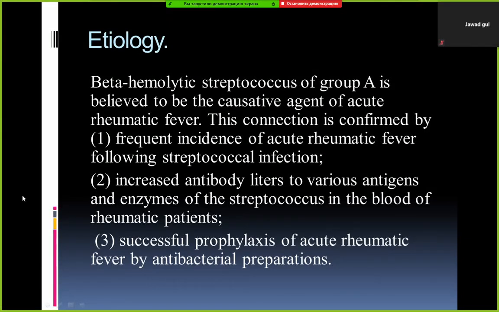Etiology of rheumatic fever. Beta hemolytic streptococcus of group A is the main causative agent of acute rheumatic fever, and this connection is confirmed by the frequent incidence of acute rheumatic fever following streptococcal infection, for example, sore throat, increased antibody titers to various antigens and enzymes of the streptococcus in the blood of rheumatic patients, and successful prophylaxis of acute rheumatic fever by antibacterial drugs.